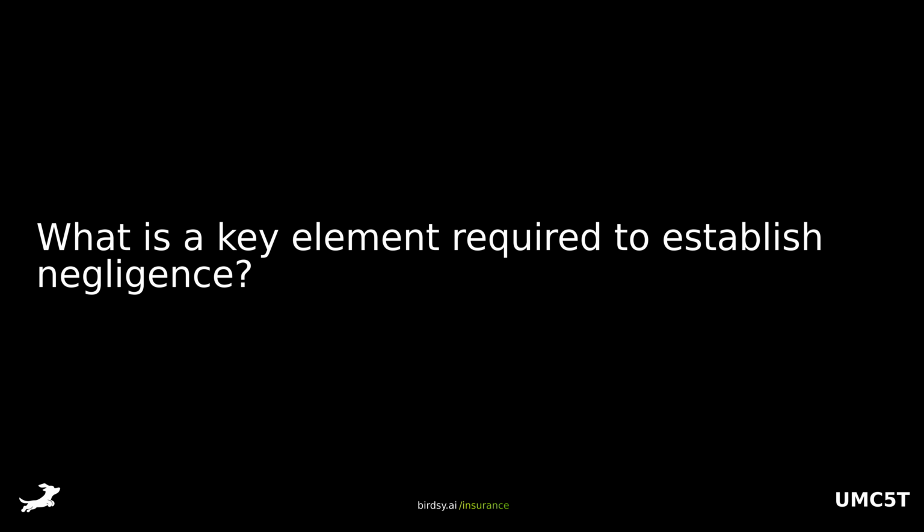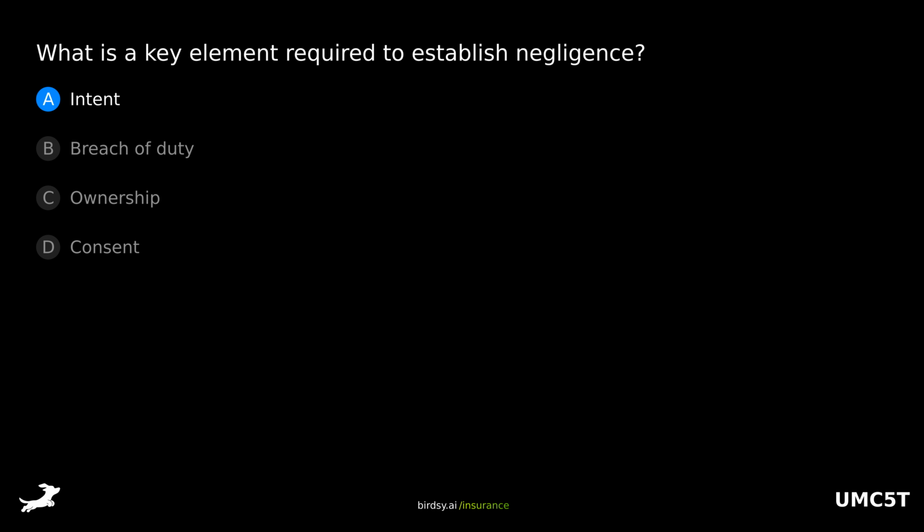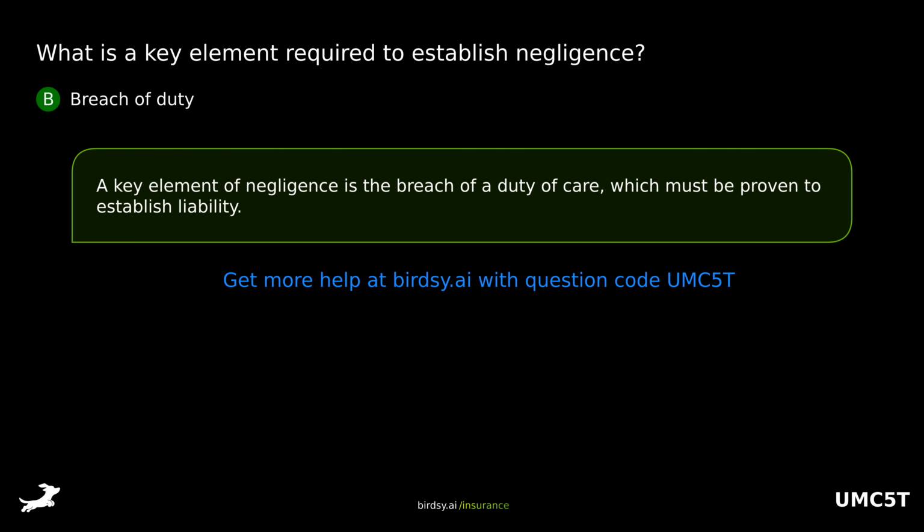fire. What is a key element required to establish negligence? Is it A, intent? B, breach of duty? C, ownership? Or D, consent? The answer is B, breach of duty. A key element of negligence is the breach of a duty of care, which must be proven to establish liability.